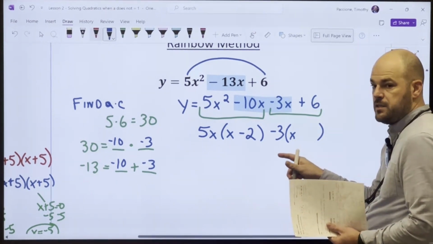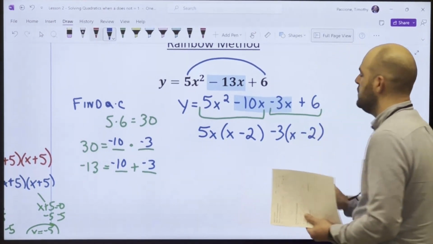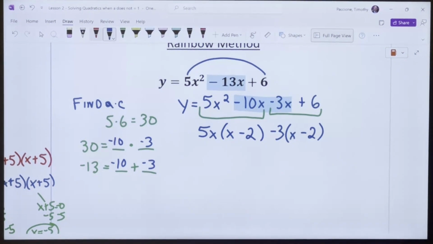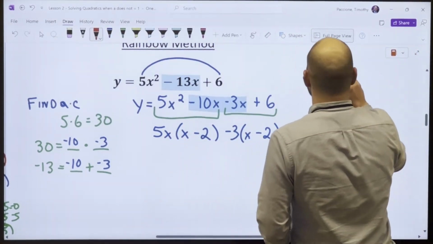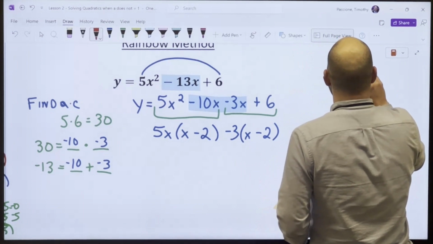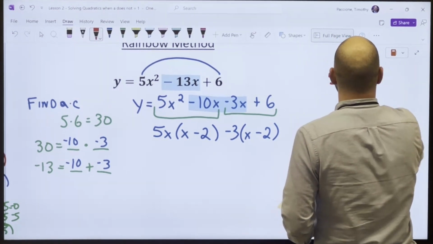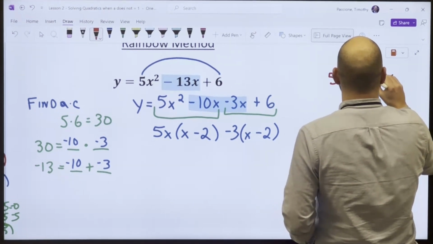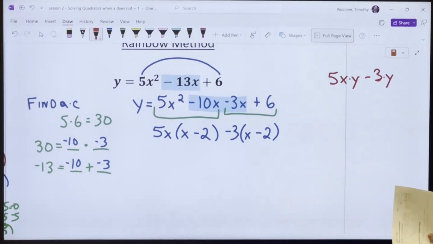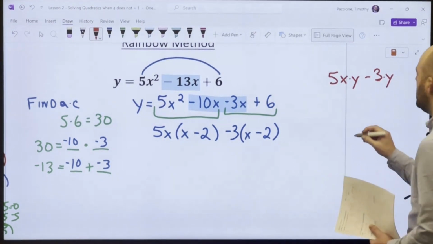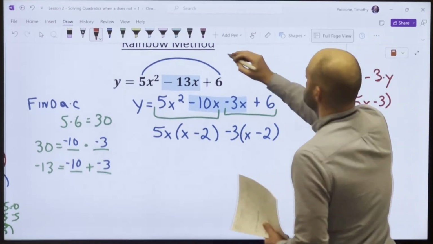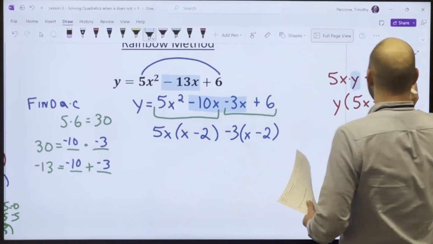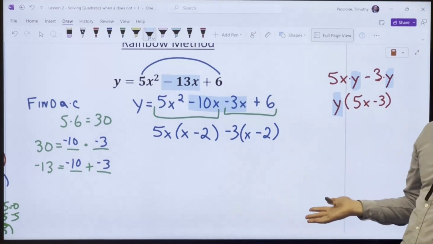6 divided by minus 3 is minus 2. Now, what do we notice? X minus 2 is in both situations. Before we do the next step, I want to take you to the side for a second. If I had 5x times y minus 3 times y, and I told you to GCF that, what could you pull out of both? Y. You'd say, okay, y times 5x minus 3, because y was next to both of those, being multiplied, so you were able to pull it out front.